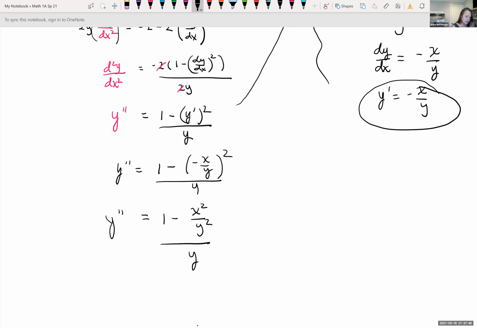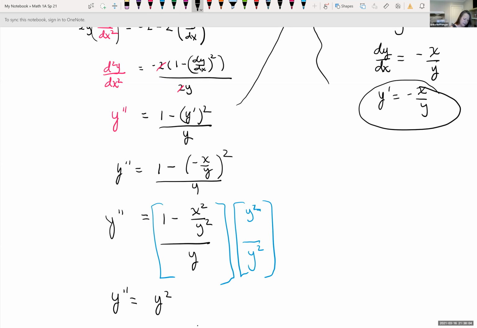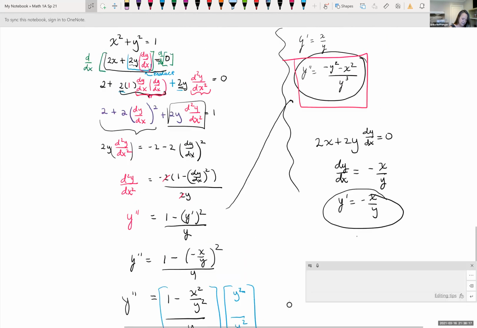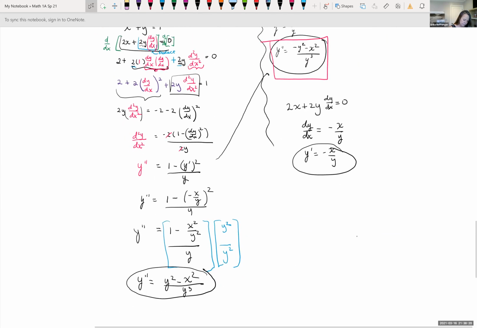Let's clear the complex fraction by multiplying by a fancy 1. How about y squared over y squared? So doing this, we get the second derivative is equal to y squared minus x squared all over y times y squared, which is y cubed. And if you look at the back of the textbook, I probably dropped my negative. Did I drop my negative? I'm off by a negative.